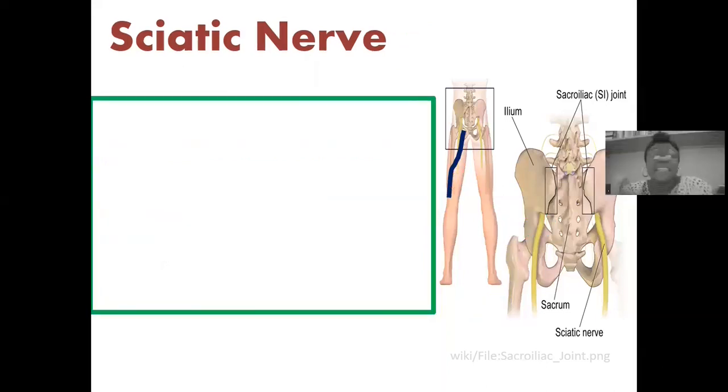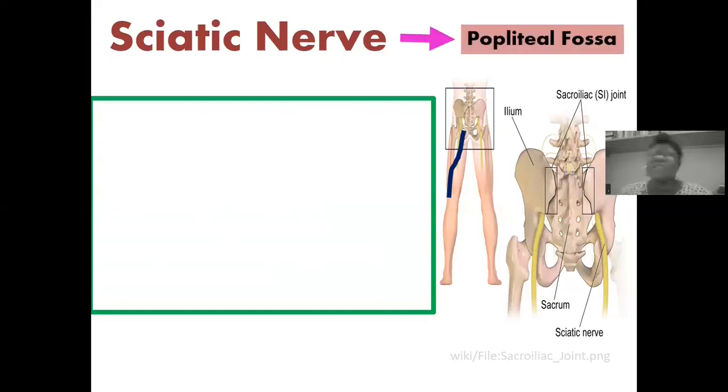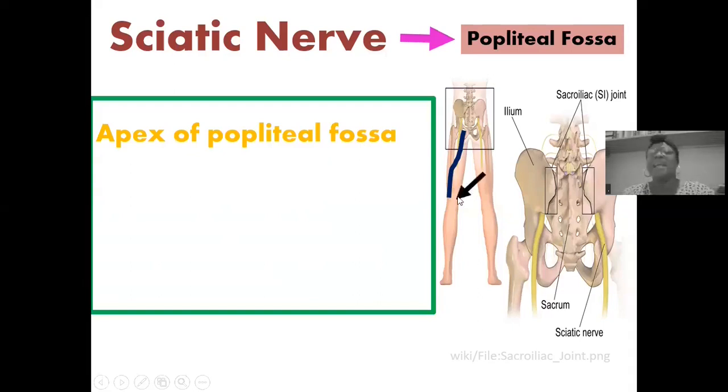After the sciatic nerve runs through the posterior region of the thigh, the next region that it will be seen is in the popliteal fossa. So let's see what the sciatic nerve exhibits within the popliteal fossa. So looking at this image here by the side, this is where we have the popliteal fossa arrowed in black. The sciatic nerve is represented here in blue.